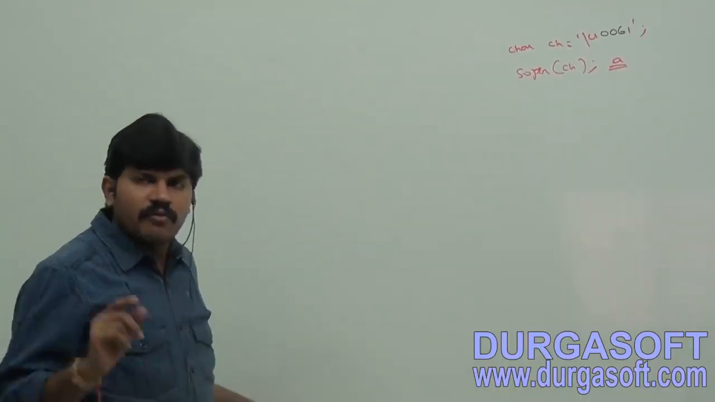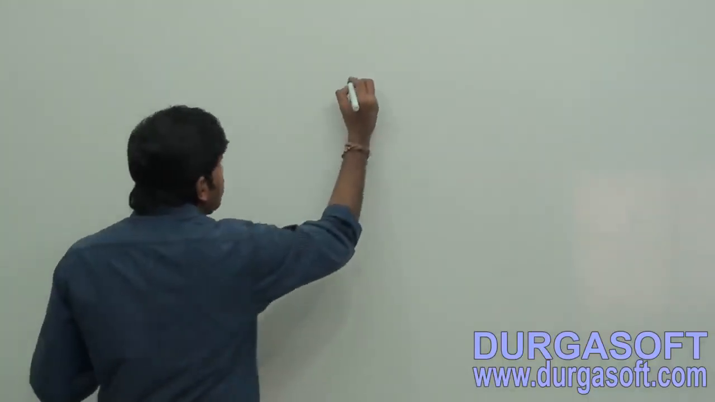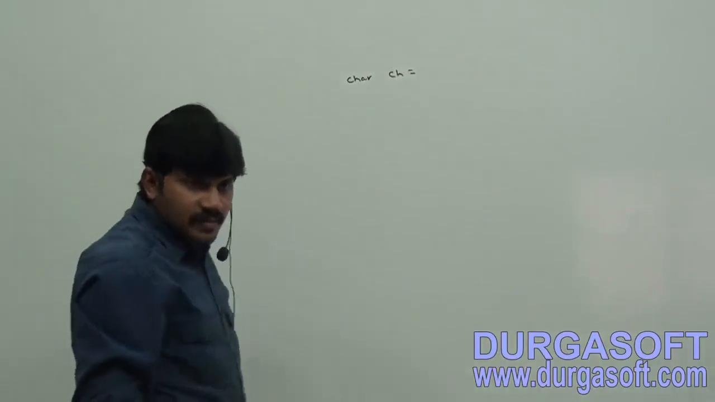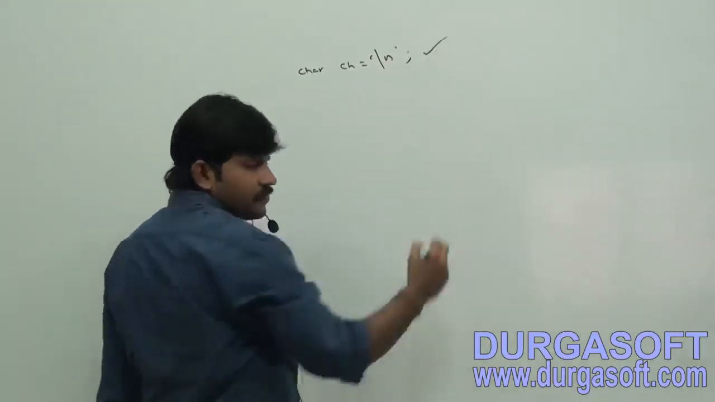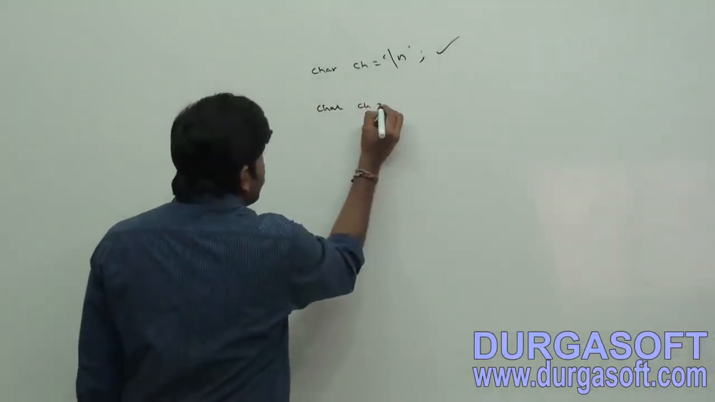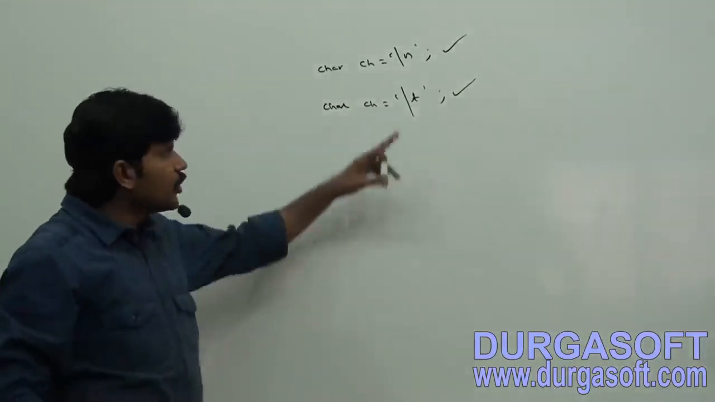Next, do you know we have one term, escape character. Every escape character is a char literal only. That's why char ch is equal to, sir, can you tell any escape character? Backslash n. Are you getting? Valid. No problem at all. Sir, can you tell any other escape character? Char ch is equal to backslash t. Valid. Horizontal tab. New line.